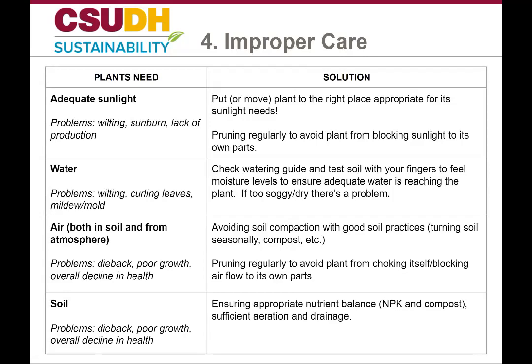Also, when it comes to air, both in the soil and from the atmosphere, you want to avoid soil compaction with good soil practices. So periodically turning the soil with a shovel to make sure there's lots of air aerated into the soil, making sure there's a healthy compost in there, and really building up a good soil composition will help ensure there's enough air going on. Also, things like making sure that when you do build your raised beds, you're not building it so large. Anything larger than 4 feet is generally too big because then you actually have to step into the bed to make sure you're caring for it.